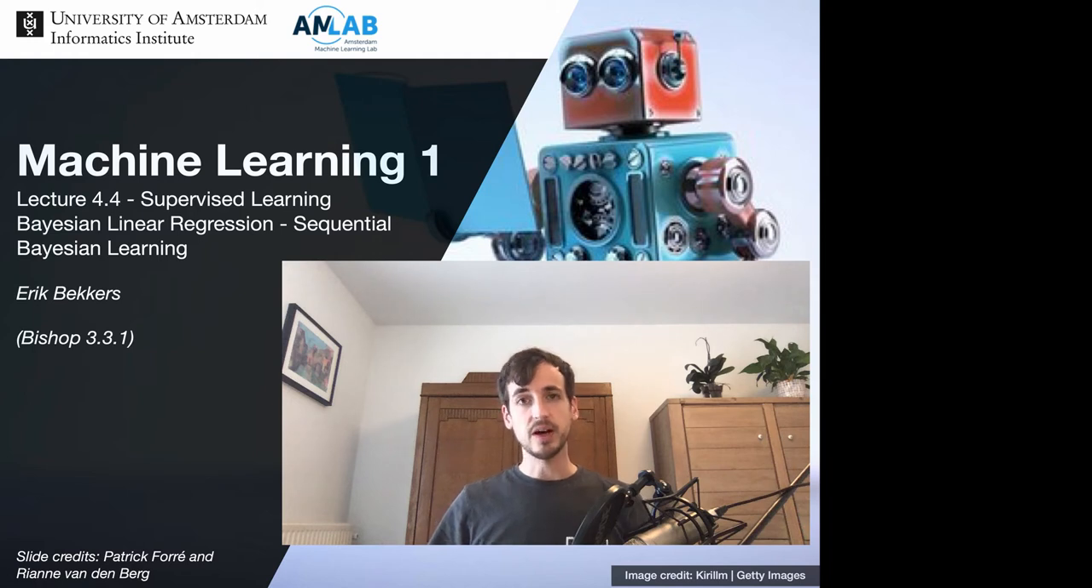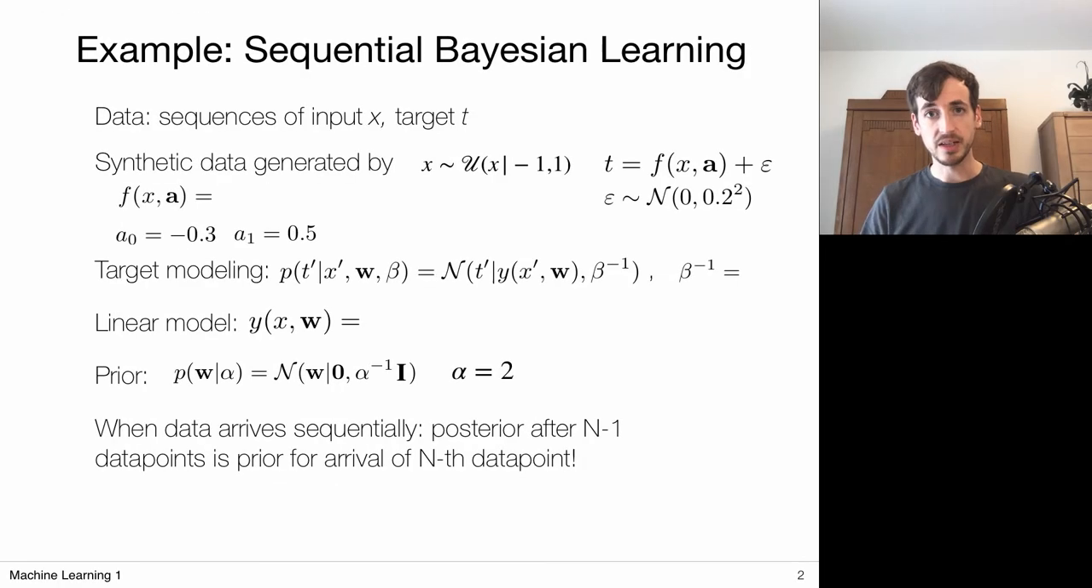Now, in this video, I'm going to show that we can compute the posterior distribution in an iterative way, in a manner which we call sequential Bayesian learning. And this really is one of my favorite examples from the Book of Bishop. Now, the example is as follows.